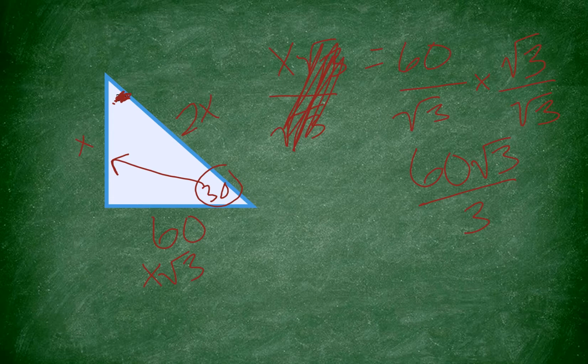The last step is to simplify it. And if 60 wasn't divisible by 3, I would leave it as a fraction. But since it is, 60 divided by 3 is 20. So I would expect this to be completely simplified so that the answer is 20 square root 3. And if my x is 20 square root 3, then my hypotenuse has to be 2 times that, or 40 square root 3.